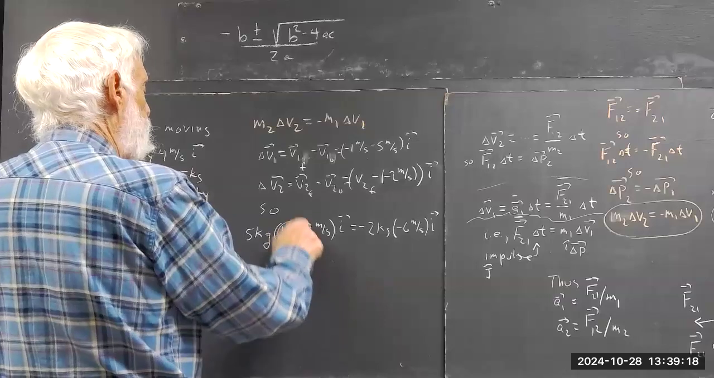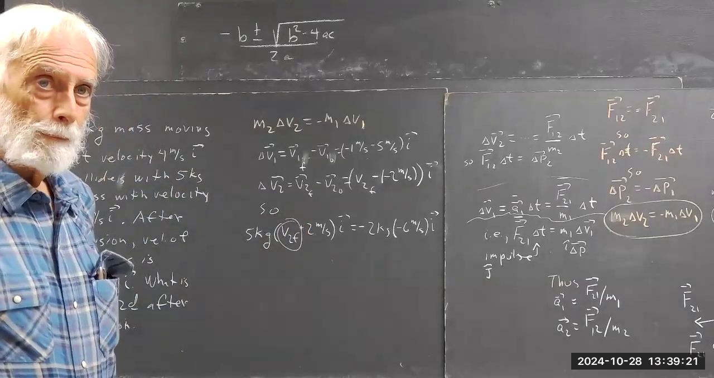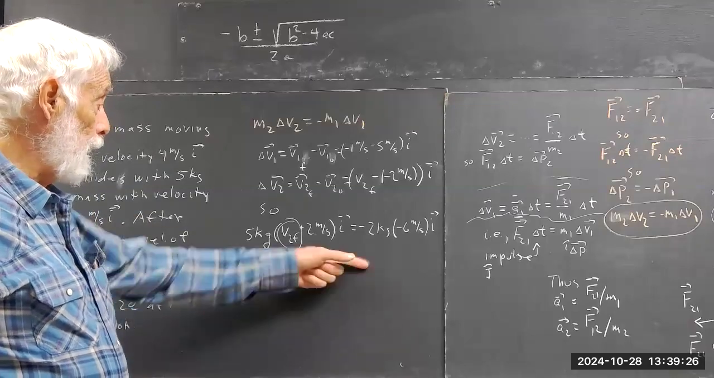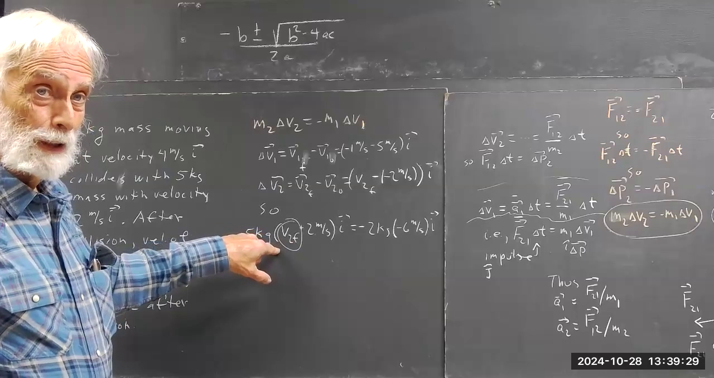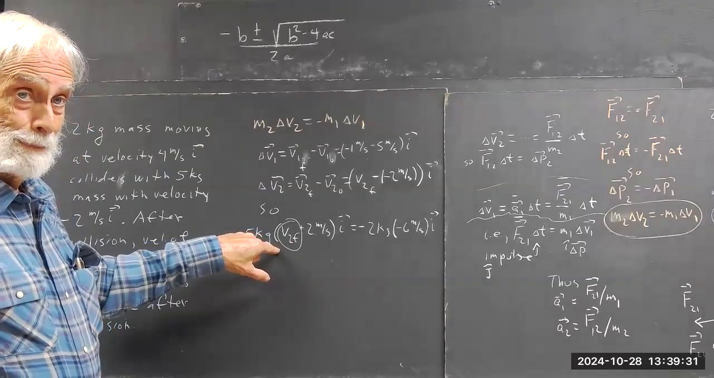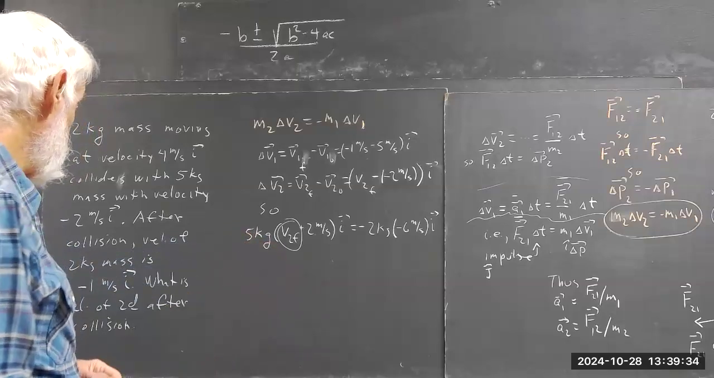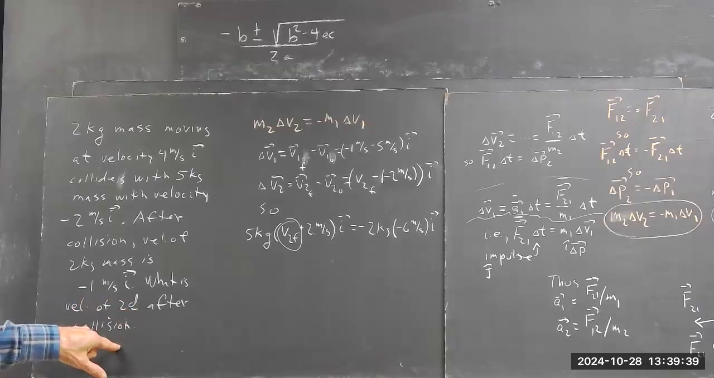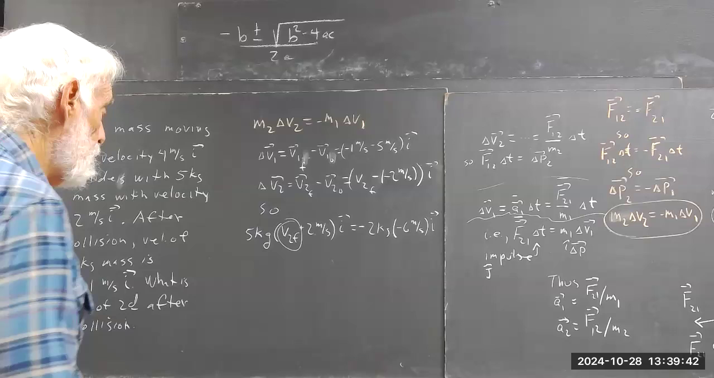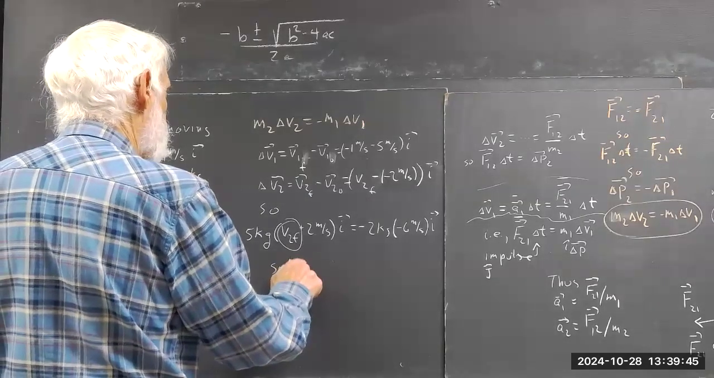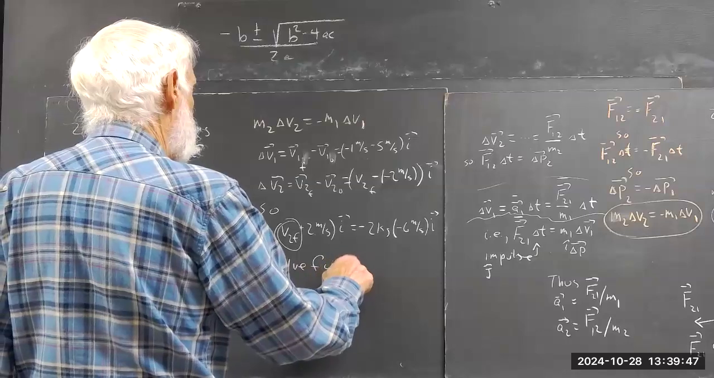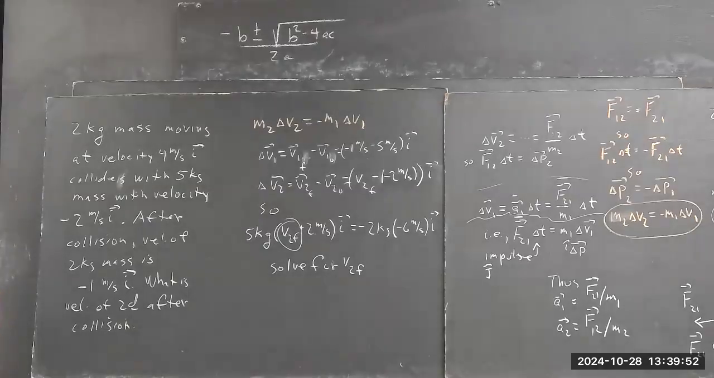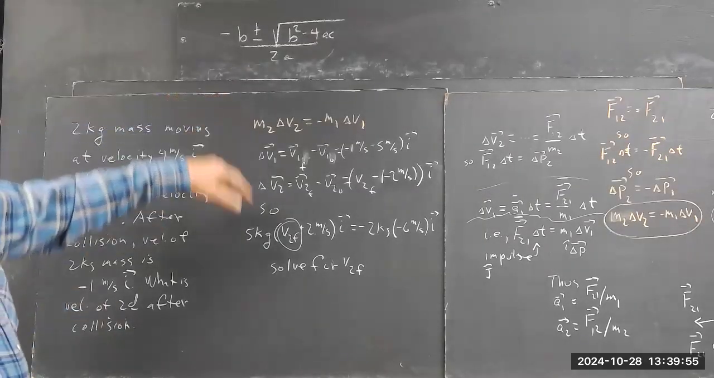What don't we know? We don't know V2F. So even if we don't know what we're trying to find, we can find something. We only have one unknown left in this equation. Well, it turns out that's exactly what we're trying to find. Okay, that's how we could use this equation.